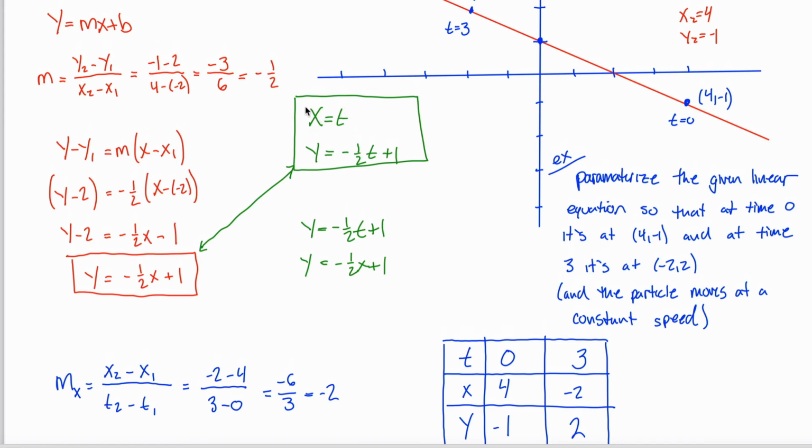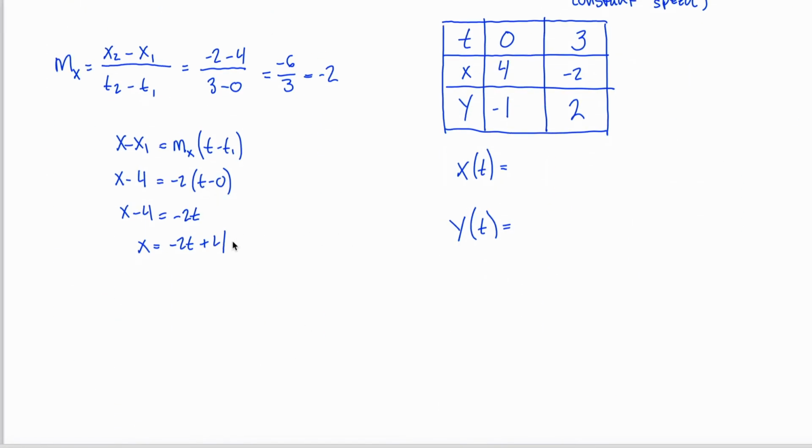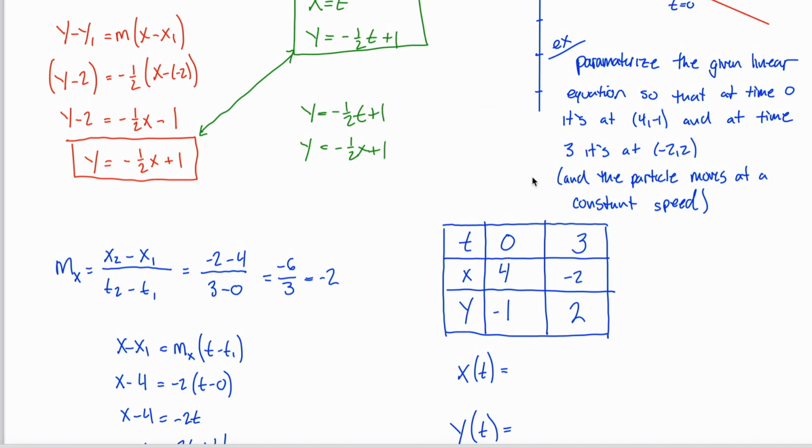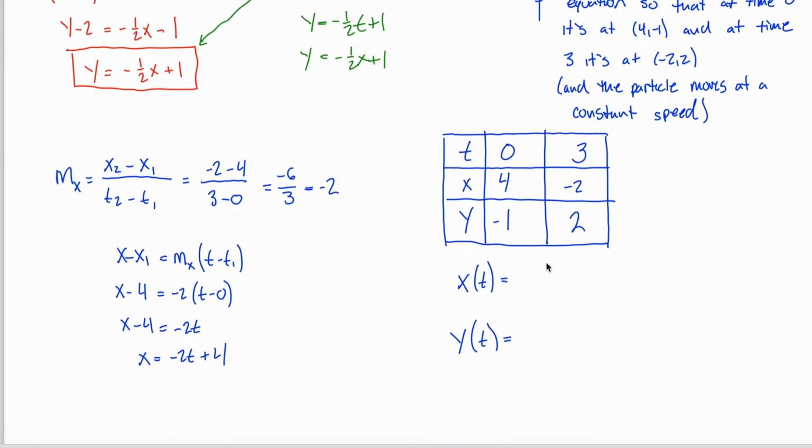I'm just not going to parameterize it in this simple way that had it start at 0. I'm going to parameterize it in this way so that I start at the coordinate that I want to start at, namely 4, negative 1, and I end up 3 seconds later at the point that I want to end up at, negative 2, 2. X of t is just negative 2t plus 4.